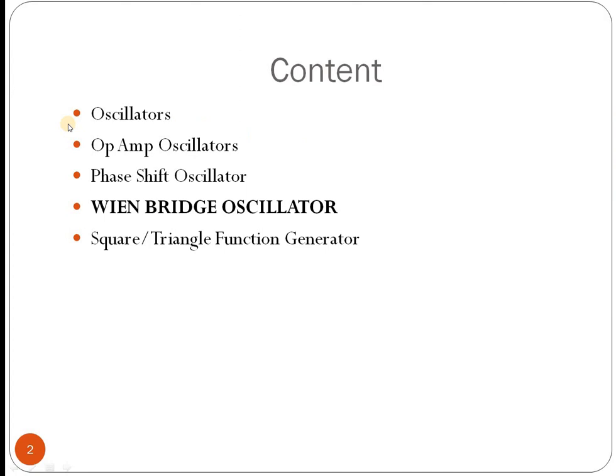So here is the content. The first one is oscillators, then the op-amp oscillators, phase shift oscillator, that means different types of oscillators, Wien bridge oscillator, and finally square or triangle function generator.